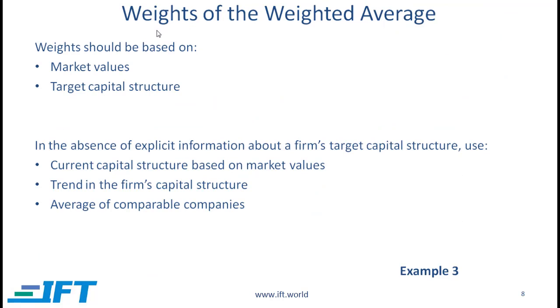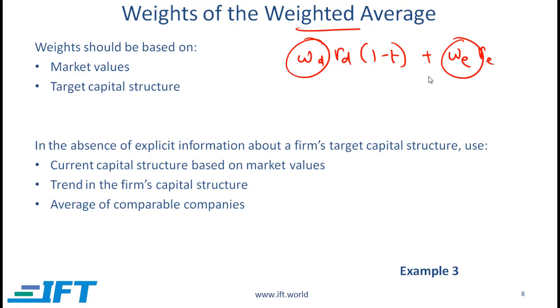Coming now to the weights of the weighted average. We have talked about the weight of debt times the cost of debt, and then the weight of equity into cost of equity. Let's take a simple scenario where we don't have any preferred shares. How do you come up with these weights? From a testability perspective, there are 2 key points to remember.